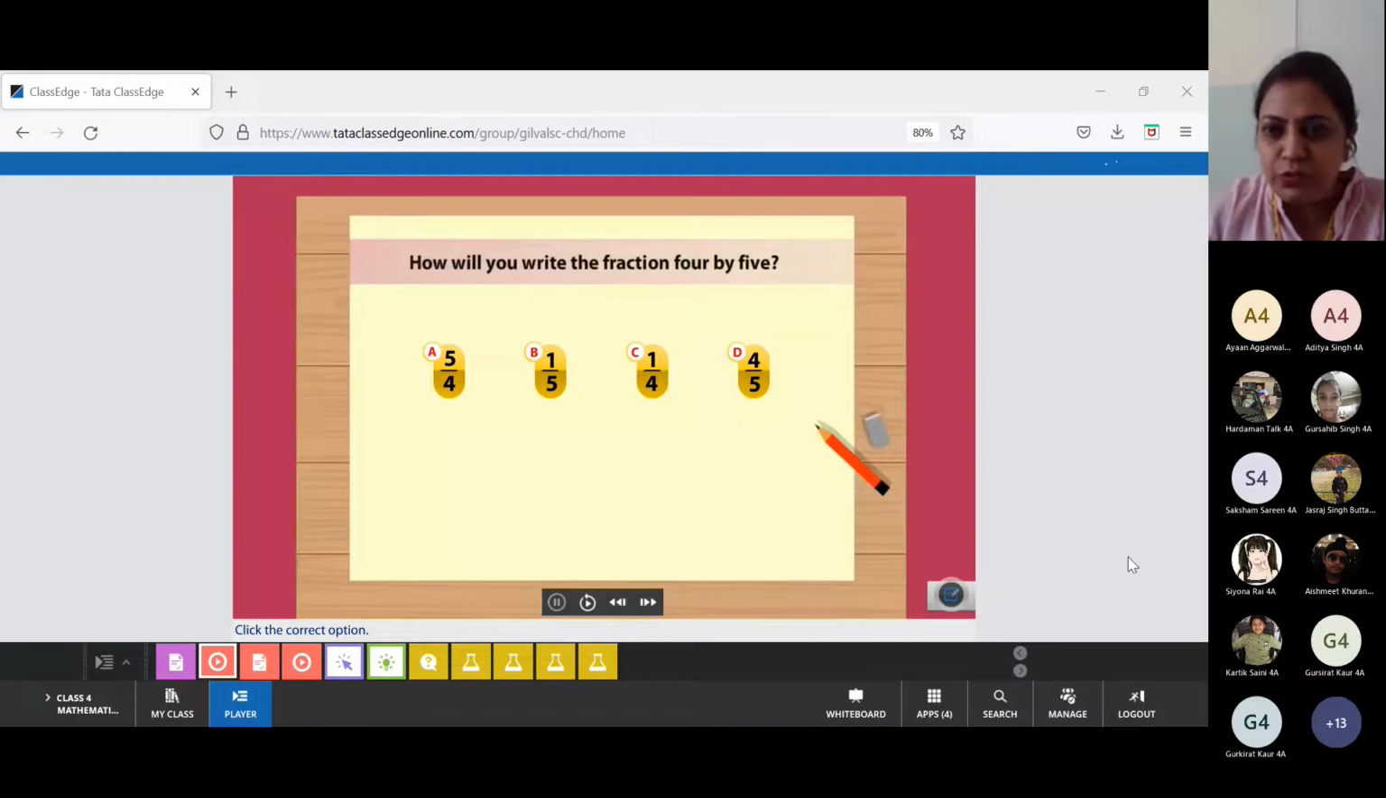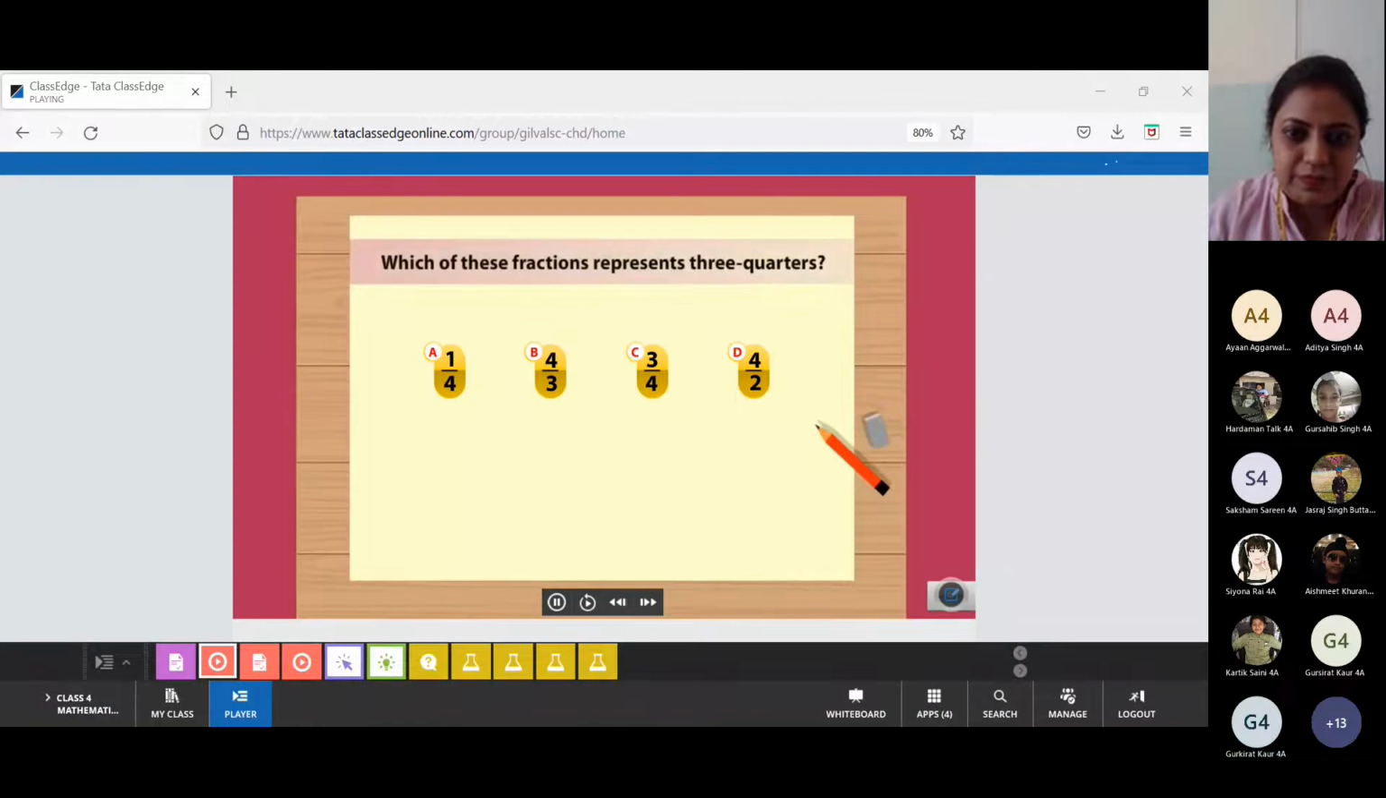Now I want one from you to answer. Aditya, unmute and answer. Yes, ma'am. Yes, Aditya. How will you write the fraction 4 by 5? Ma'am, D. Yes, absolutely right. It is 4 by 5. Excellent! That's exactly how you write 4 by 5.